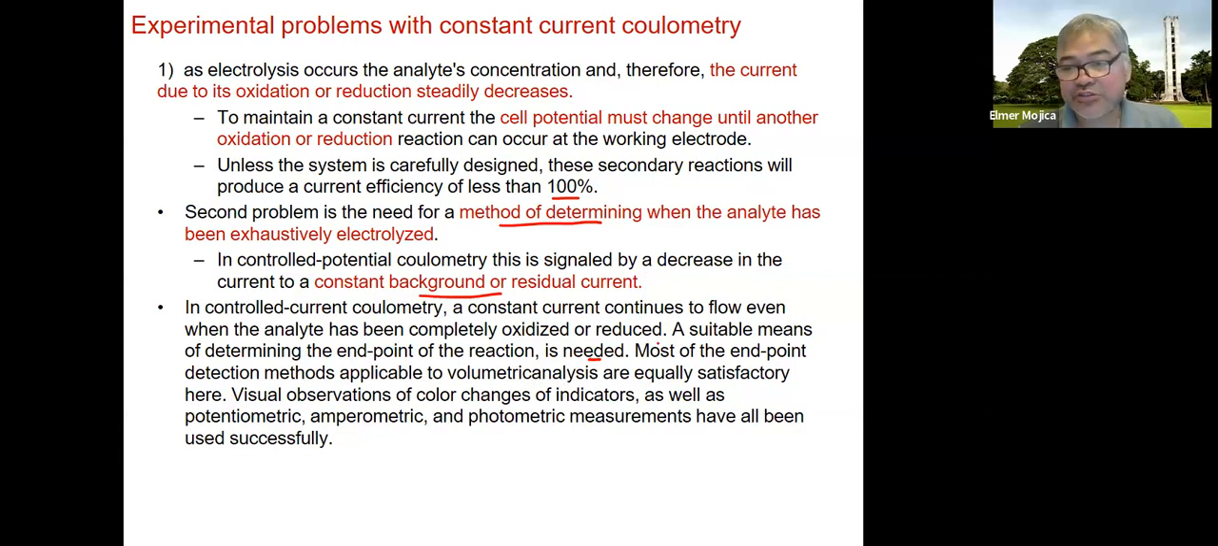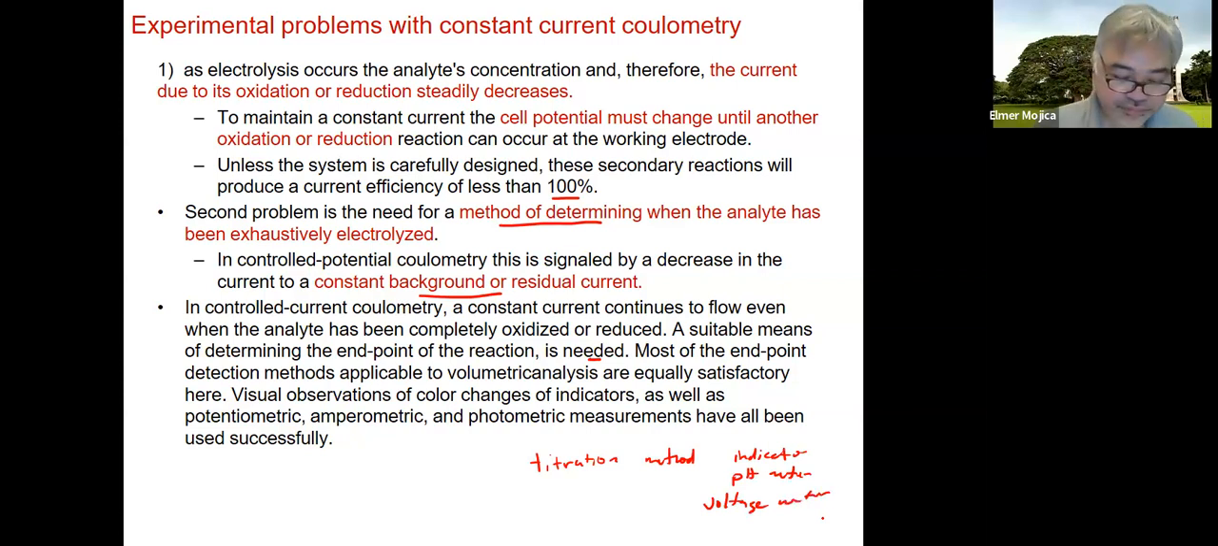So what does it mean? Color changes, okay, or the sudden increase or decrease of the voltage. So ang nangyari, para na rin siyang typical na titration method wherein you use either what? An indicator or a pH meter or a voltage meter. So yun yung problema. How are you going to know that the reaction has been completed? Kasi continuous yung pagflow ng current.